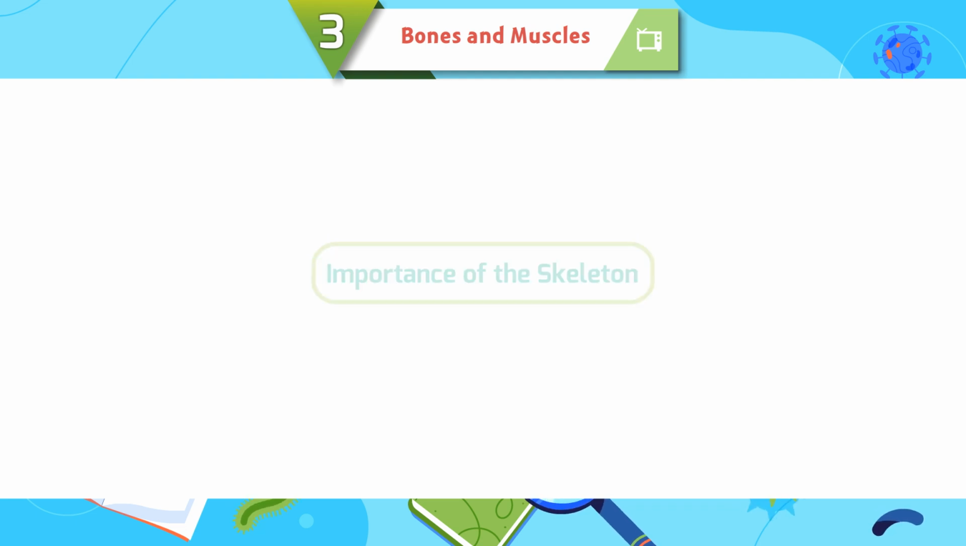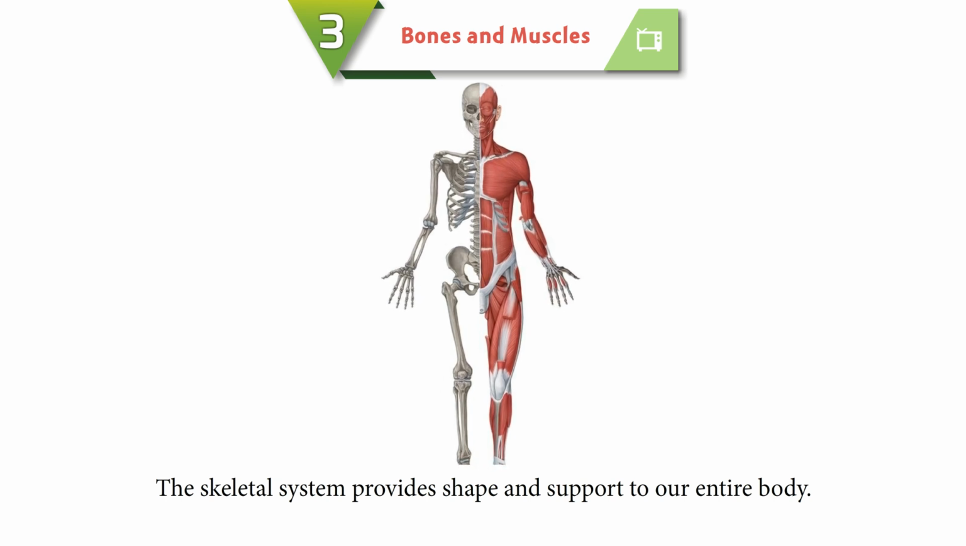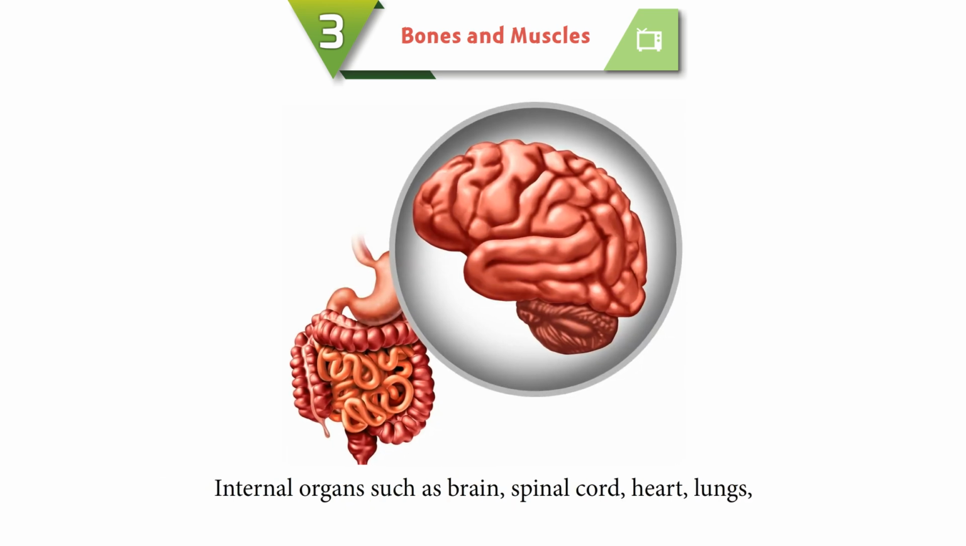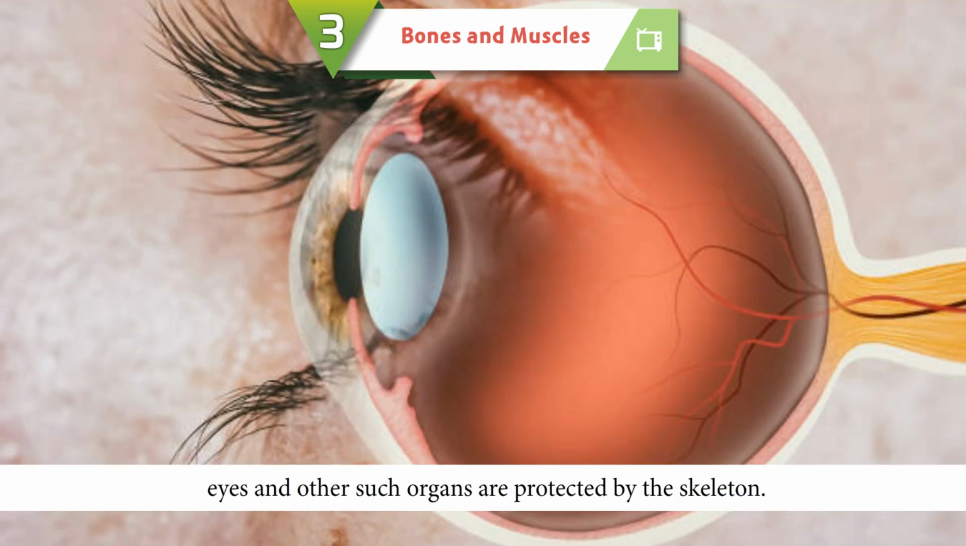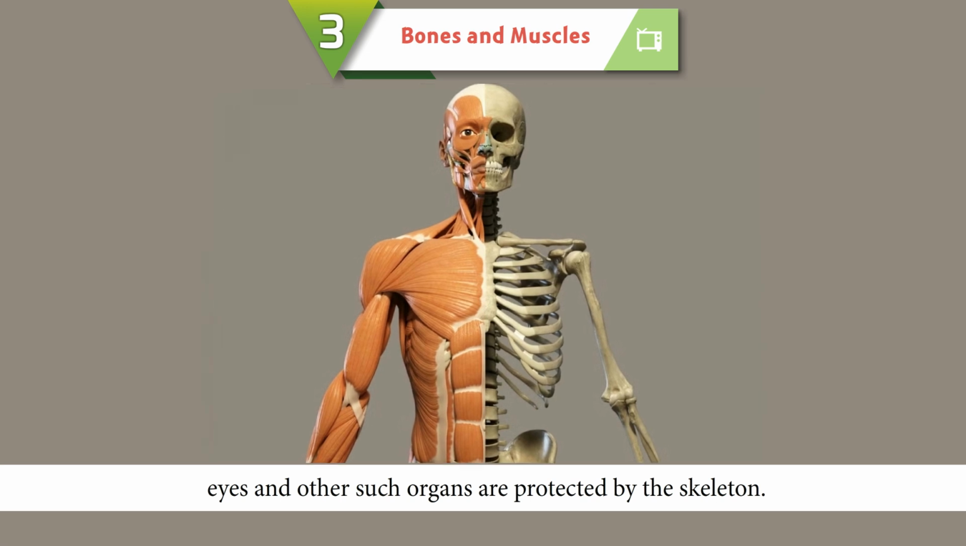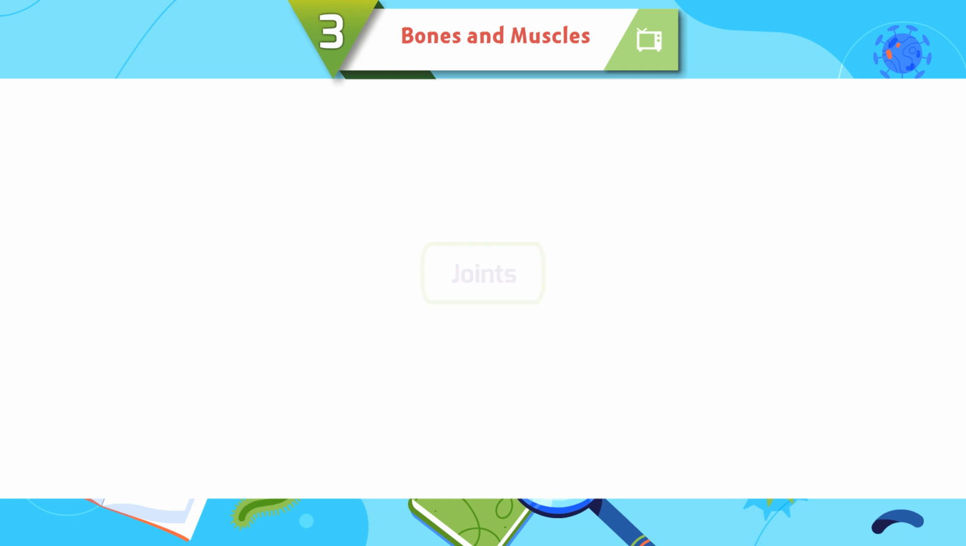Importance of the skeleton. The skeletal system provides shape and support to our entire body. Internal organs such as the brain, spinal cord, heart, lungs, eyes and other such organs are protected by the skeleton.